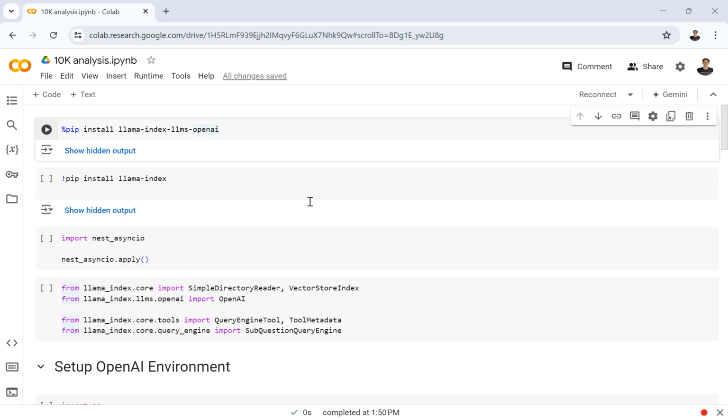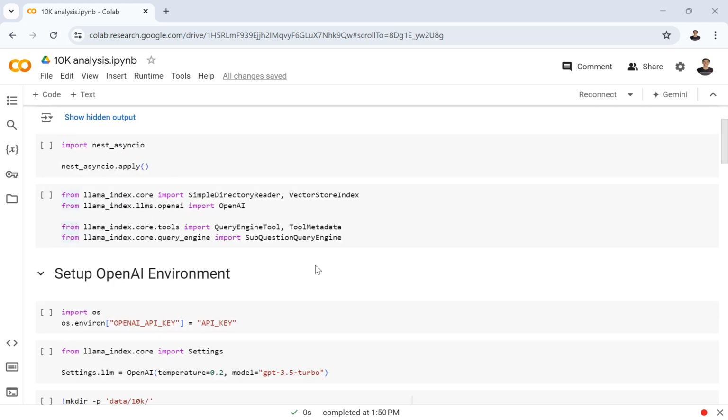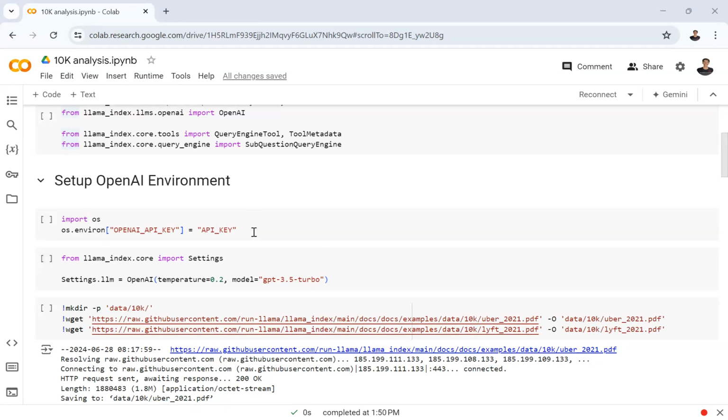We first install Llama Index and then set up the OpenAI environment. We also include the required libraries and modules. The OpenAI environment is set up by using an API key. We are using the large language model GPT 3.5 Turbo.